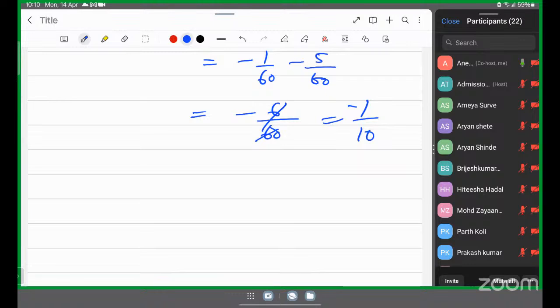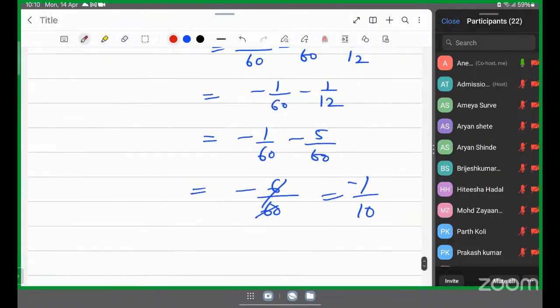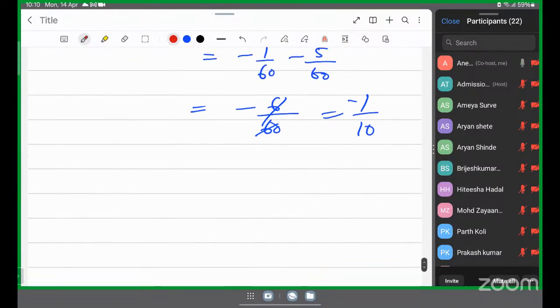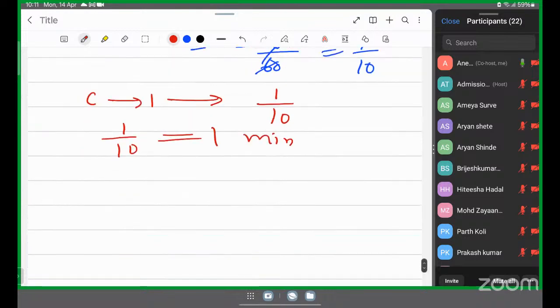Indicating that the tank is being emptied. So it implies that pipe C in 1 minute can empty 1 by 10 part of the tank. So if only pipe C is working, how much time will it take? 1 by 10 is done in 1 minute, so 1 unit will be done in 1 by 1 by 10, that is 10 minutes. So the answer will be 10 minutes. Understood?